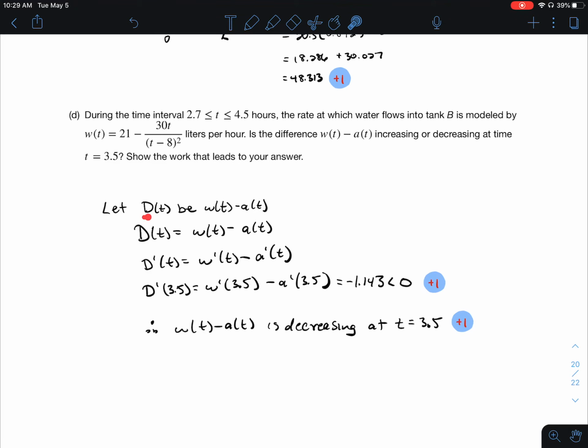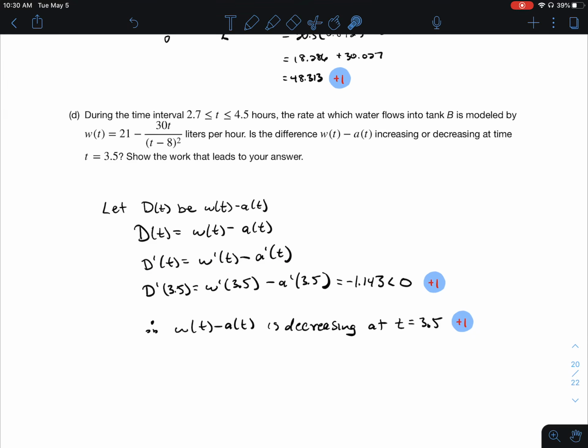I defined a new function, D is the difference, as being W minus A. And you could leave that out entirely and just do what you see here in green and receive all the points. I added that D of T to the problem because it makes more sense to me. So anyhow, I set D equal to this, and then to figure out if it's increasing or decreasing, you want to find the slope. So to find the slope, we take the derivative. So the derivative of W and the derivative of A.